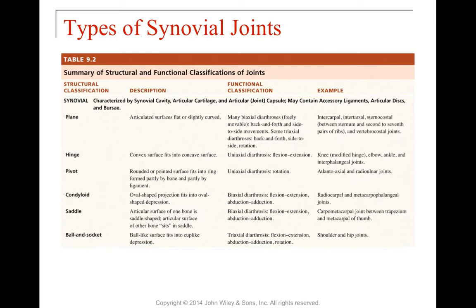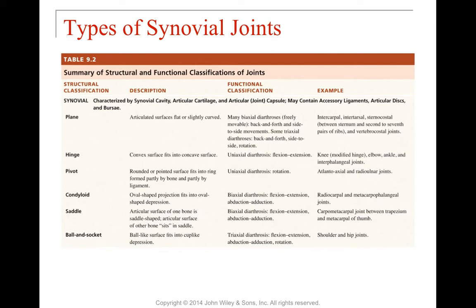Saddle joints is a very special type of joint. This is where the articular surface of one bone is saddle shaped, and the other bone kind of sits right in the middle. And this really is specific to this one joint, the carpometacarpal joint between the trapezium and the metacarpal of the thumb. And this allows for multiple different axes of motion, right? Biaxial diarthrosis, which is flexion, extension, and abduction and adduction, and any combination of those allows for full rotation of your thumb. And if you caught yourself right now rotating your thumb in full circles, don't worry, I just did the same thing.